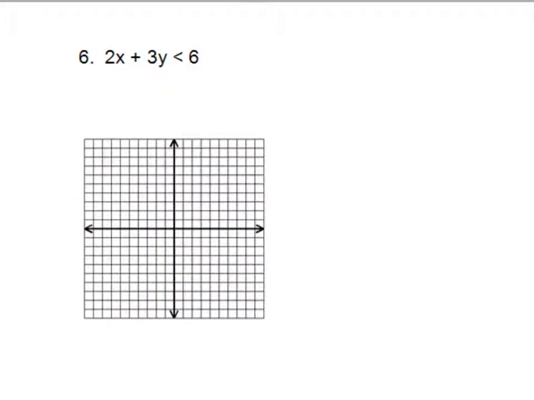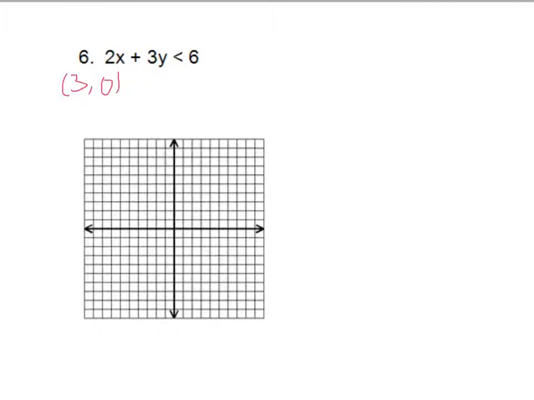All right, on this next example, in order to be able to graph it, I need 2 points. I can either do x and y intercepts, or I can do slope-intercept form. When I look at this, I think x and y intercepts are going to be easier. So if I cover up the 3y and solve for x, then my x value is 3. So my x-intercept is the point 3, 0.